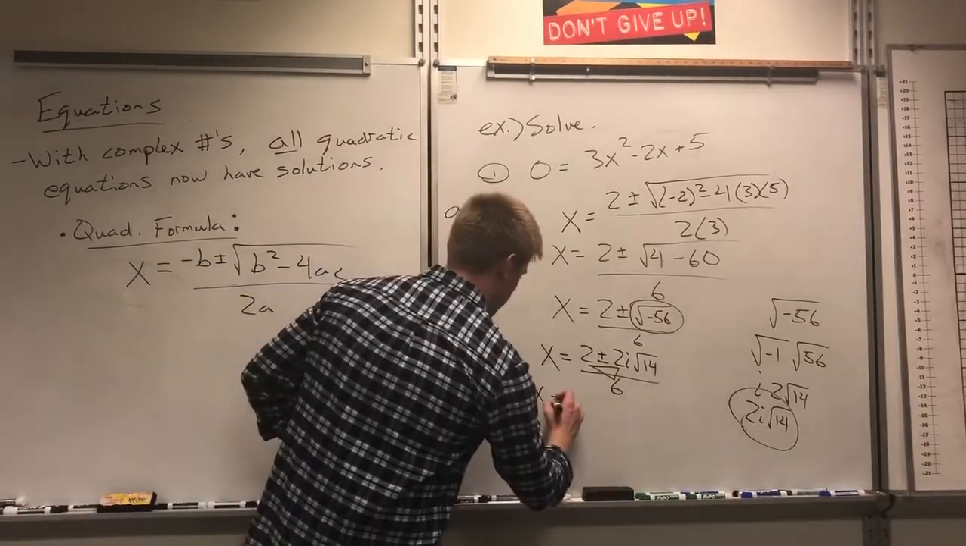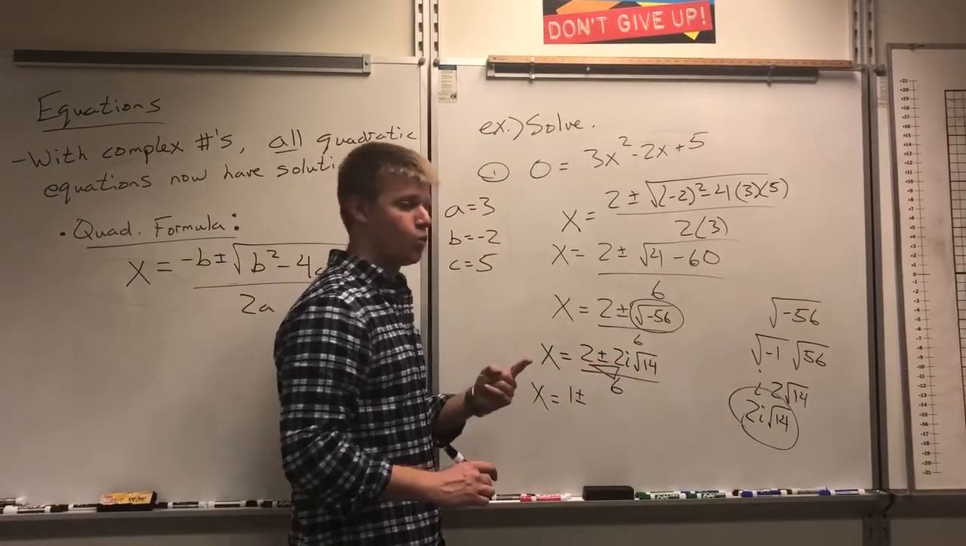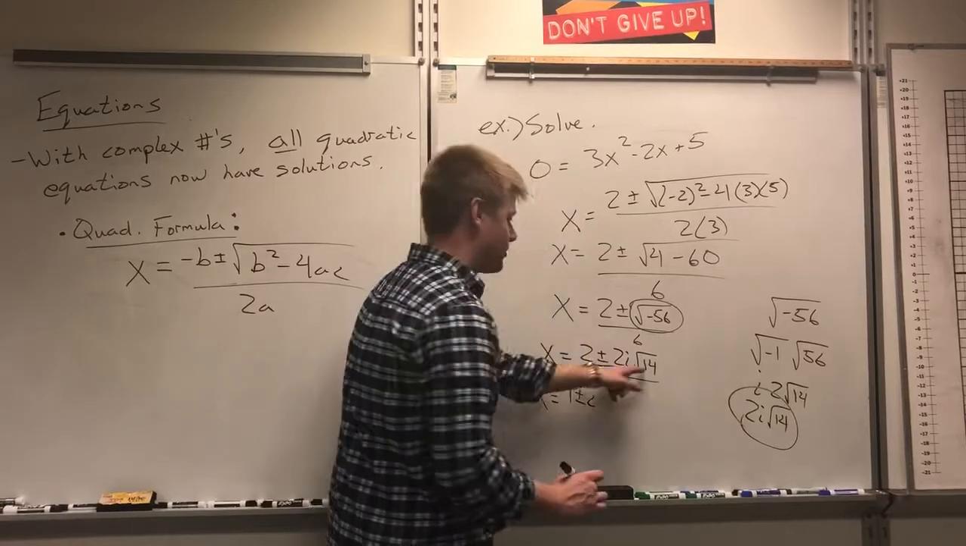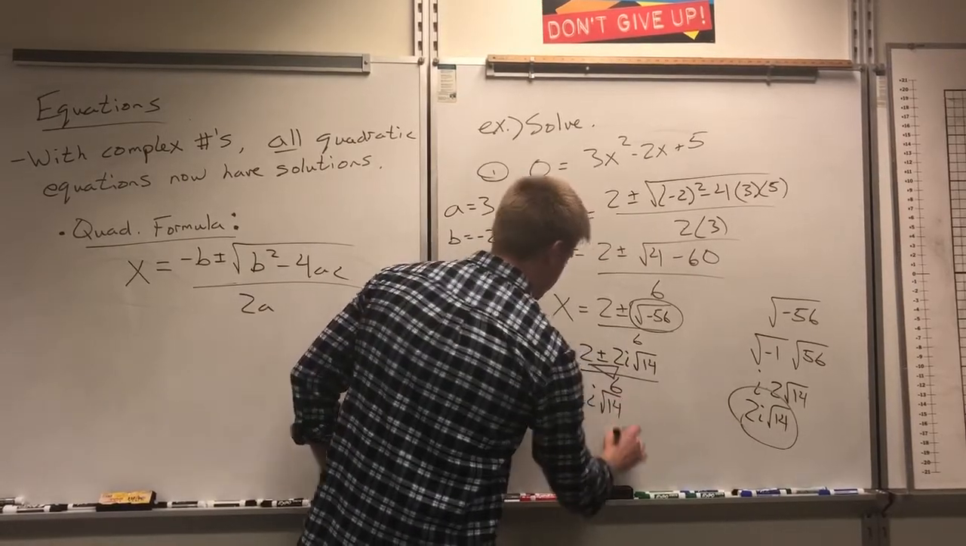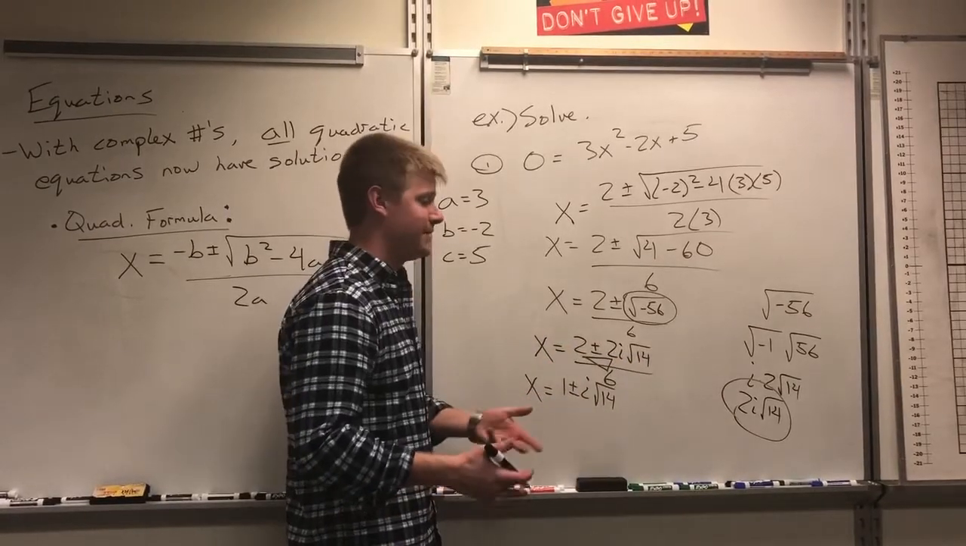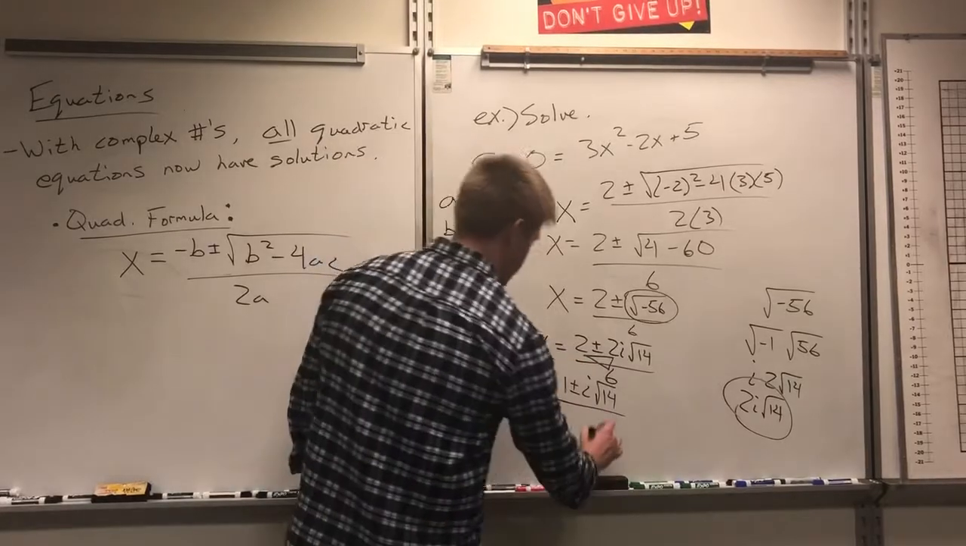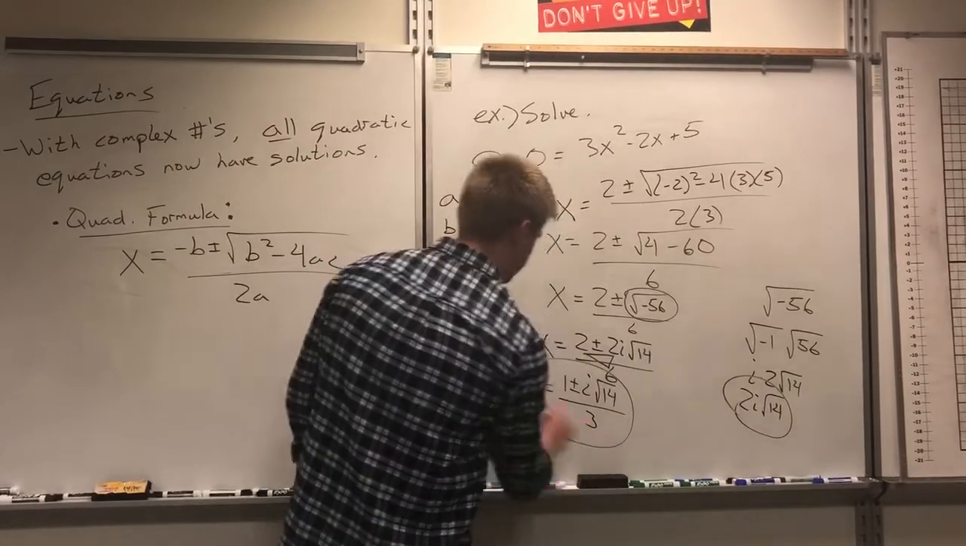2 divided by 2 is 1. 2i divided by 2 is just 1i, so i radical 14. Do not try to divide the 14 by 2. Numbers in radicals cannot be divided by numbers outside of radicals. Divided by, on the bottom, 6 divided by 2 is 3.